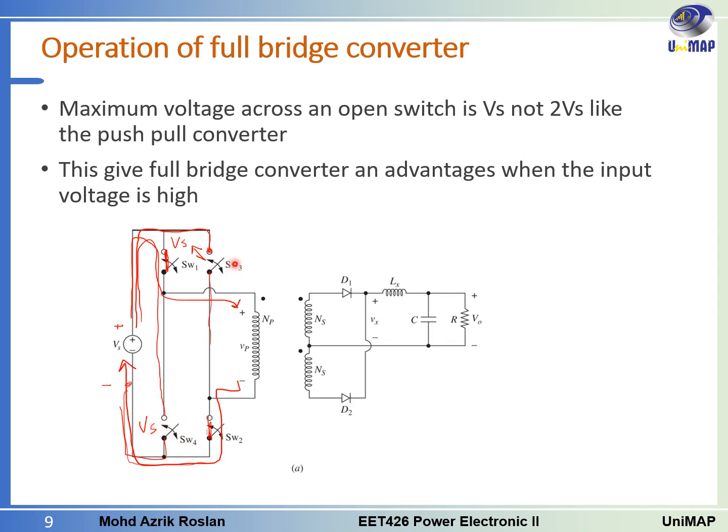If you want to use the switch for the push-pull converter, you have to make sure that the voltage rating is double the Vs. Let's say Vs is 200. For the push-pull converter, you have to make sure that the rating of the switch is more than 400. But if you want to use a full bridge converter, you only need a lower rating switch that can support until 200, for our example just now.